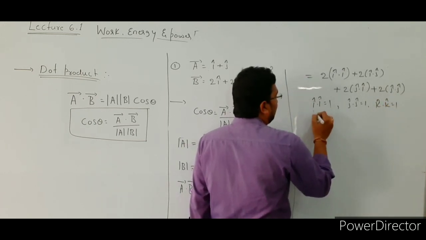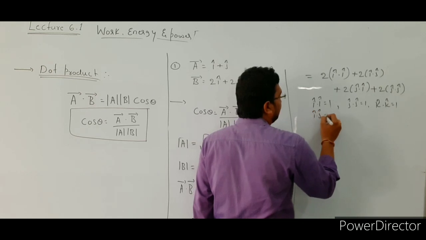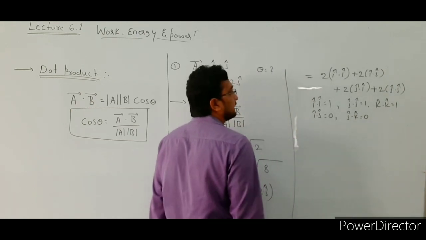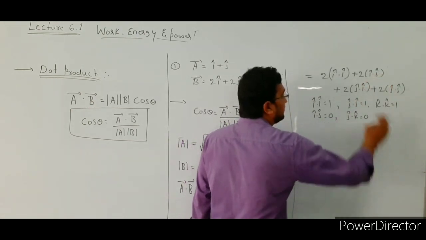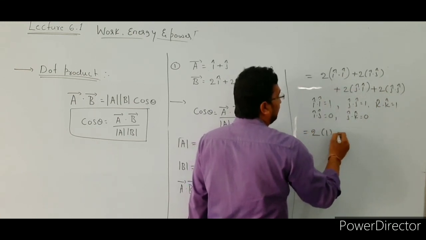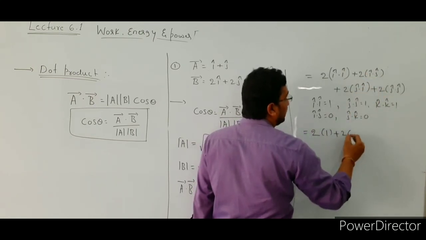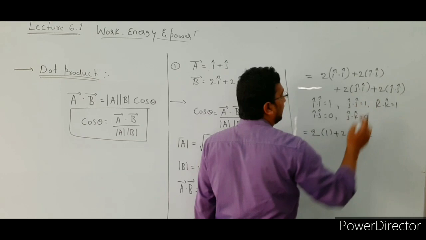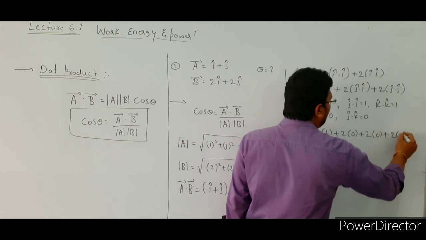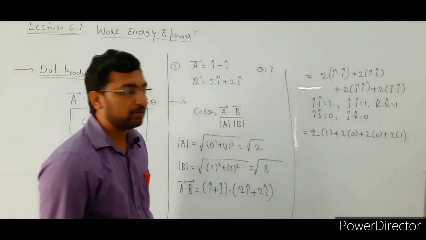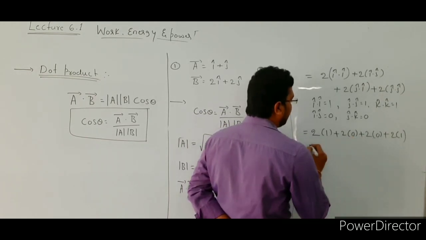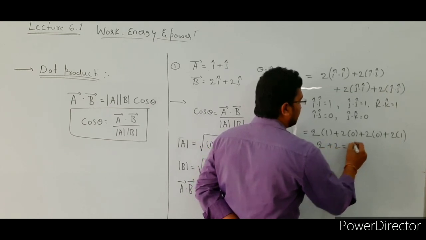So then i cap dot j cap is equal to 0, j cap dot k cap is equal to 0. See here, in this case i cap dot j cap value is 0 and j cap dot i cap value is 0. So this is equal to 2 i cap dot i cap, value is 1, plus 2 i cap dot j cap, value is 0, plus 2 j cap dot i cap, also value is 0, plus 2 into j cap dot j cap, value is 1. So then 2 into 0 is 0, 2 into 0 is 0. So then the remaining is 2 plus 2, that is equal to 4.